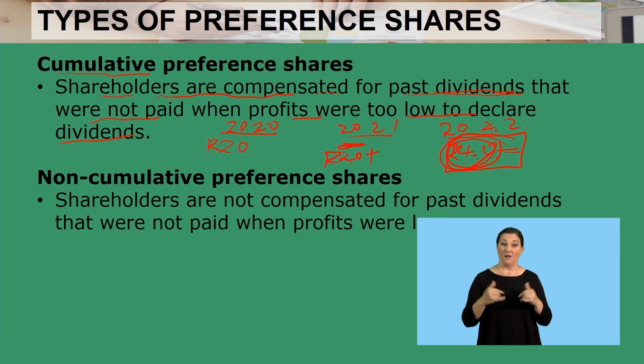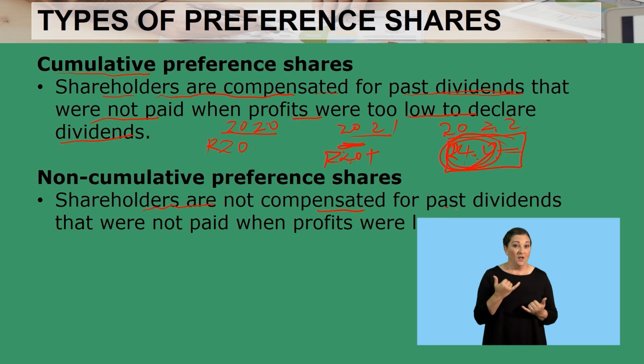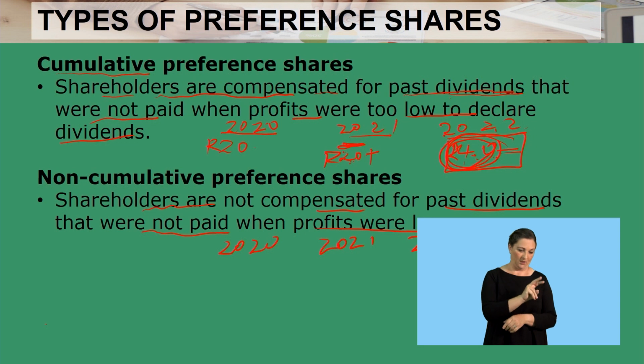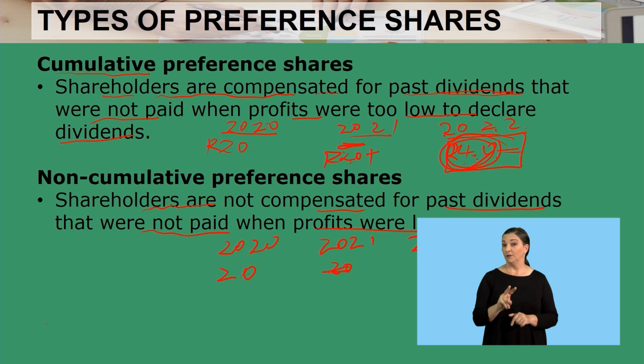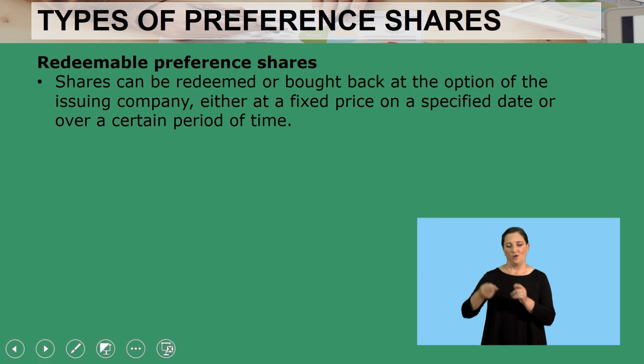Then non-cumulative preference shares. Shareholders are not compensated for past dividends that were not paid when profits were too low. So the same scenario again, 2020, 2021, and 2022. What is going to happen here is that you receive your 20,000 for 2020. You don't receive for 2021. But then in 2022 you are going to receive only 20,000, because you are a non-cumulative preference shareholder.